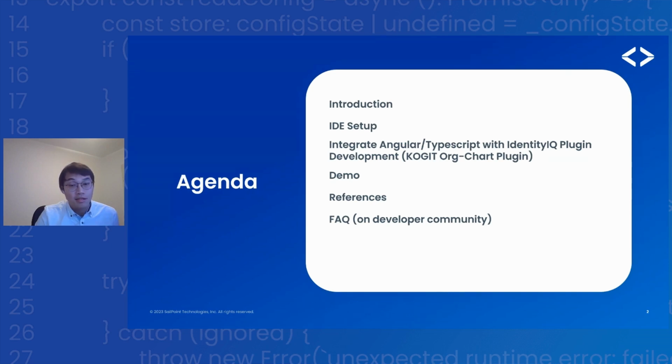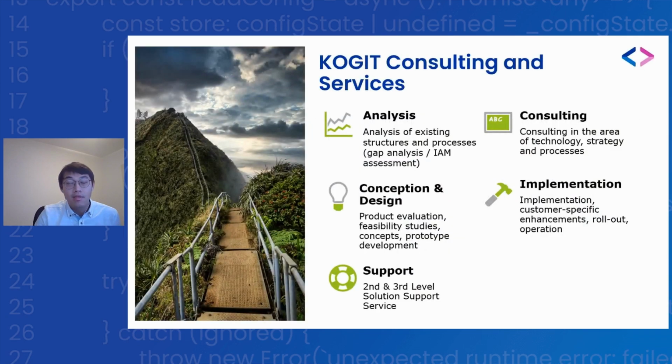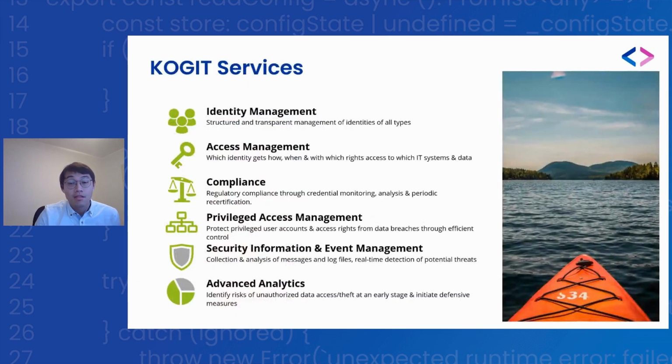And here we start. Who's CoGit? First of all, as an employee of CoGit, allow me to briefly introduce my company. We are one of the leading consultancy firms in Germany, especially in the IAM area. We are also a solid partner with SailPoint in Europe. Our company provides consultancy services including analysis, implementations, and technical support. Additionally, we also provide PAM solutions such as BeyondTrust and CyberArk, and also role analysis solutions to our customers.